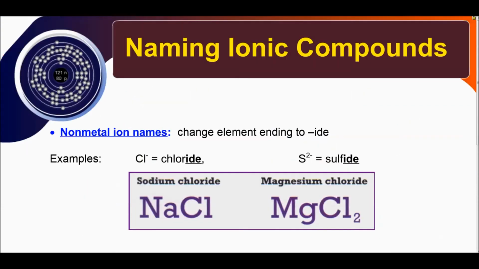The second half of naming ionic compounds comes from your nonmetal. You start with your metal, your sodium, and you end with your nonmetal. You change the ending of your nonmetal to IDE. Instead of it saying sodium chlorine, it now says sodium chloride. In our second example, magnesium is our metal and it stays the same. The ending of our nonmetal is changed to IDE. So sodium chloride and magnesium chloride.